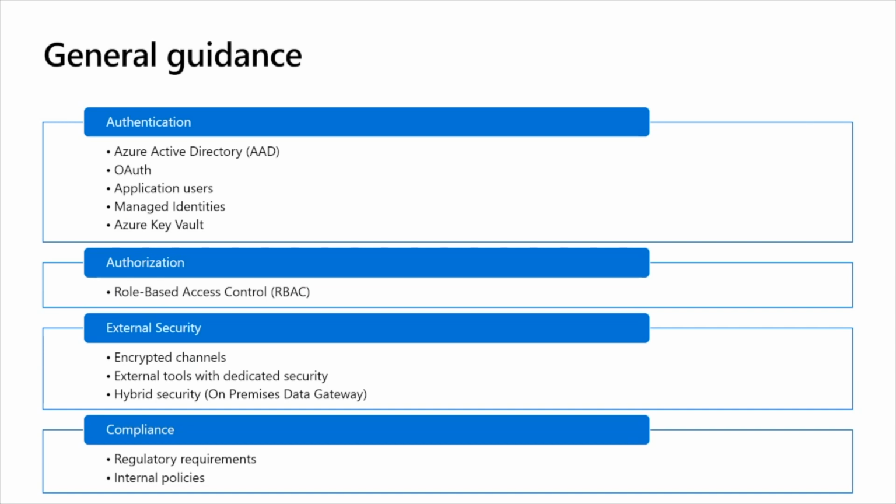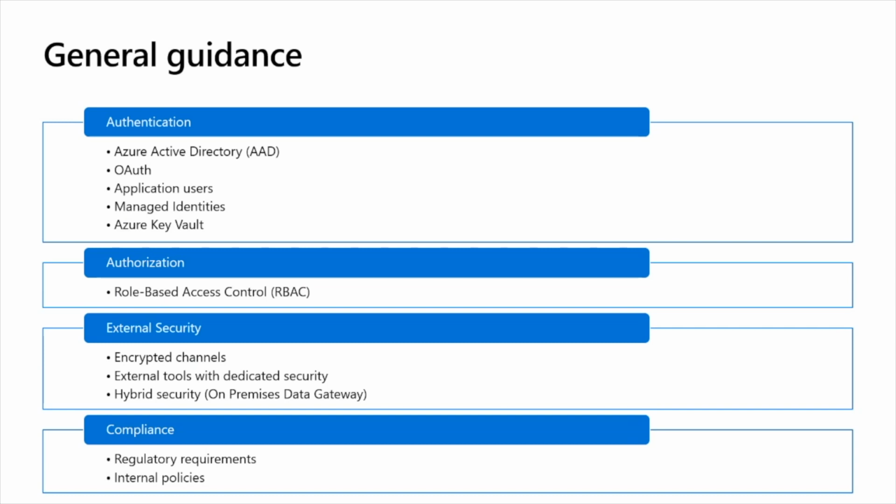First of all, we have authentication, which is mainly covered by Azure Active Directory for secure identity and access management. We have the OAuth authentication protocol, which is highly used. The app users, which consist of using app user identities for improved access control management. We have also managed identities to securely access Azure resources and to avoid the exposure of credentials. And for sure, Azure Key Vault to manage secrets and certifications.